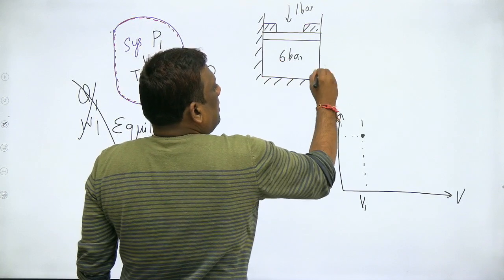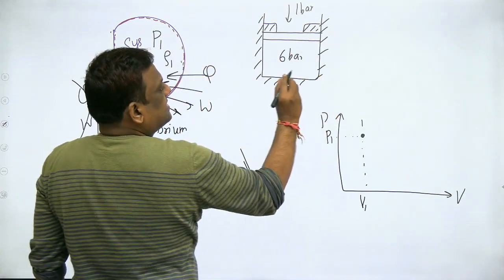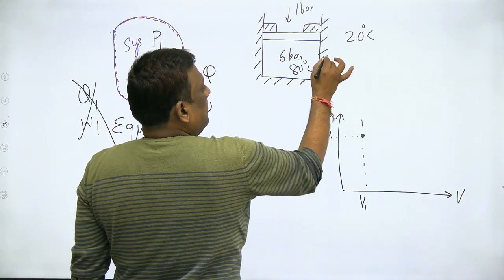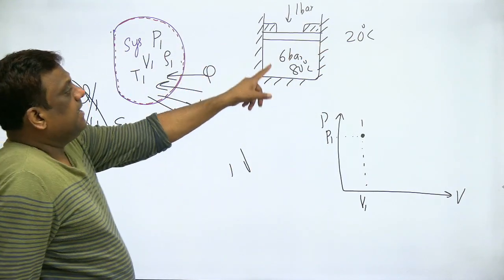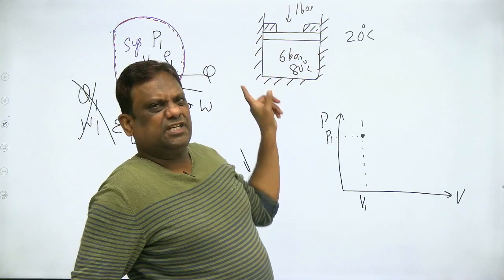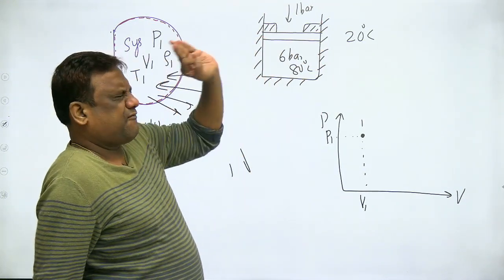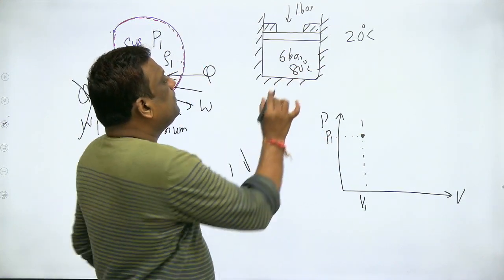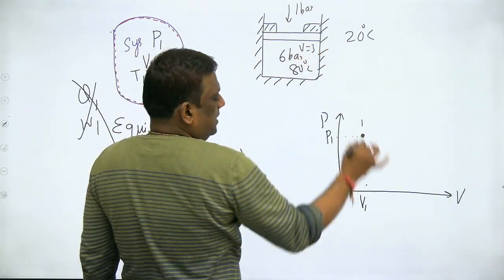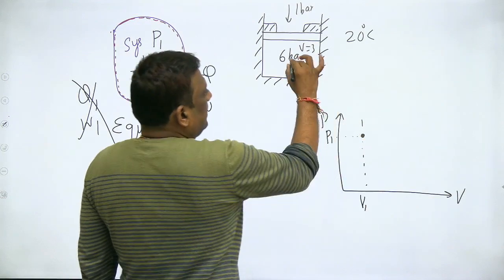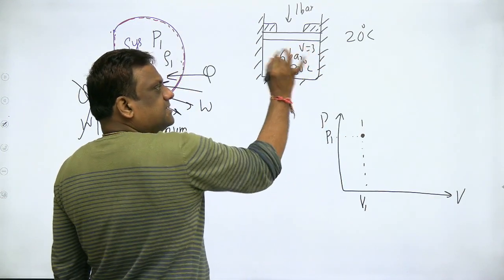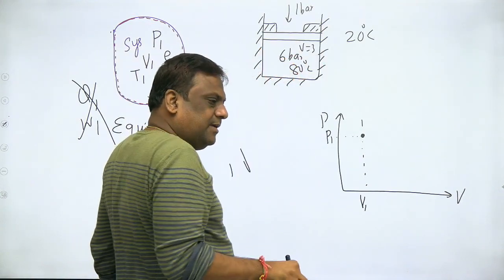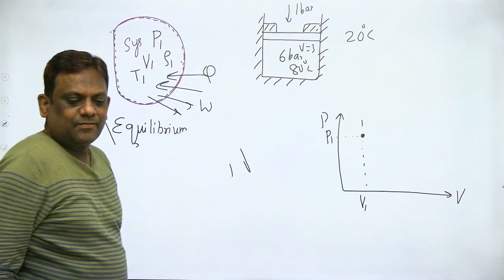And it is perfectly insulated. Let us say the surroundings are at 20 degrees centigrade and my system is at 80 degrees centigrade. Right now it is in equilibrium. Let us assume it to be perfect insulation. Let us say the volume is 3 and the pressure is 6. It is in equilibrium. There is no heat, there is no work. It has only properties. Now do one thing.